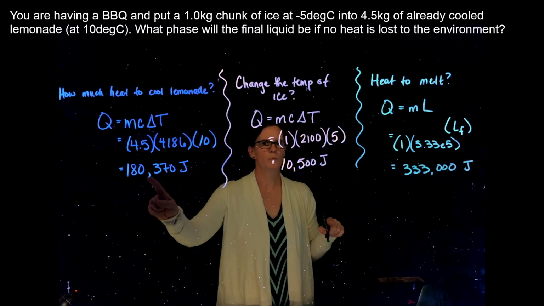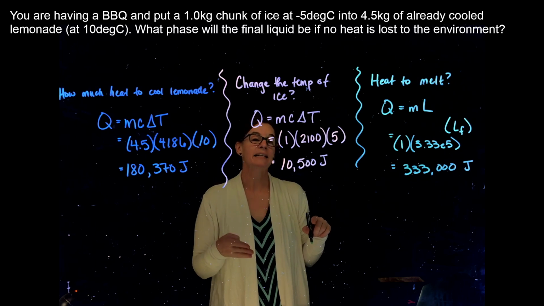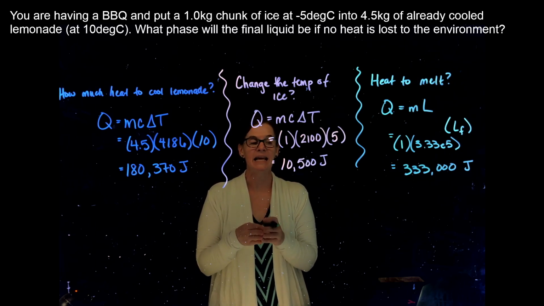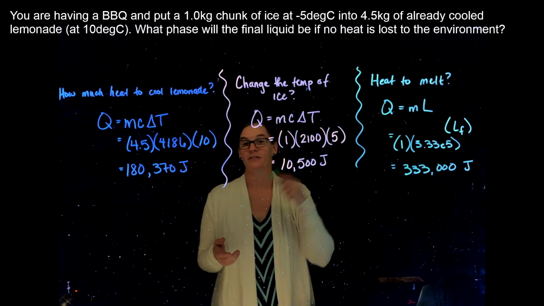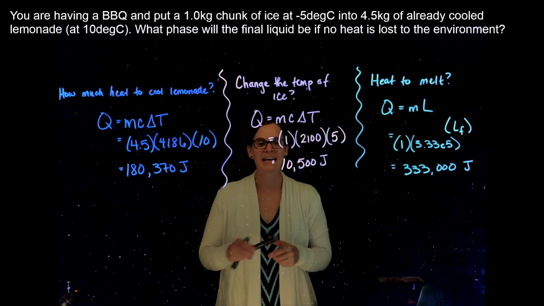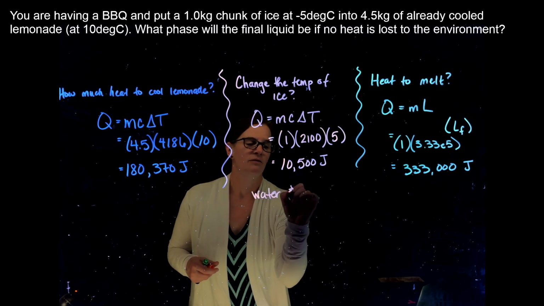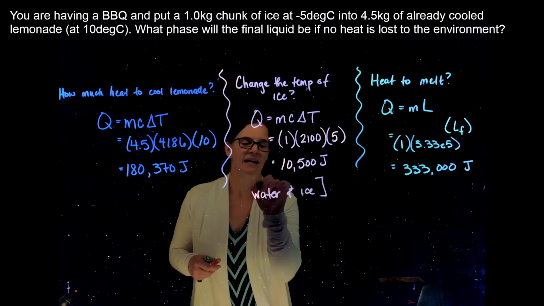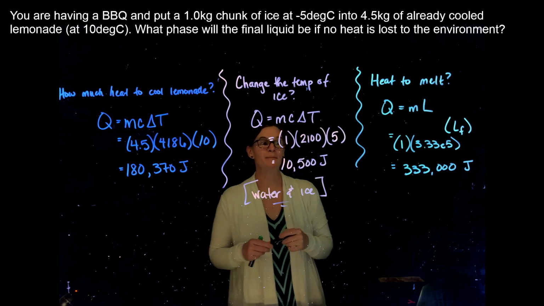Well, that's more than I would have just from cooling the lemonade down to that ice phase. And so we end up with the ice not all the way melting. I don't have enough energy to melt all of the ice, and these are going to reach an equilibrium state, and it's going to be a mixture of water and ice, which is good. The ice isn't going to melt completely. We're going to have nice, cool lemonade at 0 degrees.